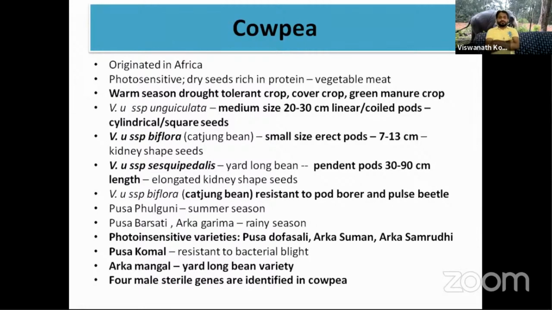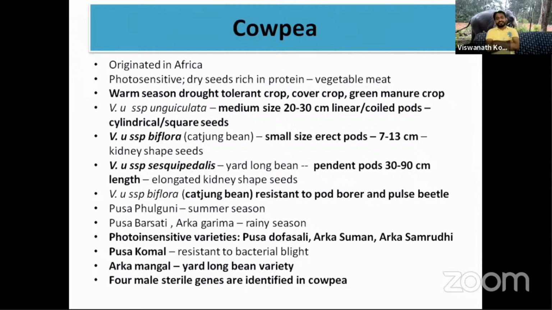Pusa Falguni for summer season, Pusa Barsati and Arka Garima for rainy season. And there are some photo-insensitive varieties. Nowadays, photo-insensitive varieties are developed, so they can be grown in both summer and the rainy season. They are Pusa Do Fasali. In Hindi, do means two, fasali means crops. So Pusa Do Fasali, Arka Suman, and Arka Samrudhi are the photo-insensitive varieties. They can be grown in both summer and rainy seasons.